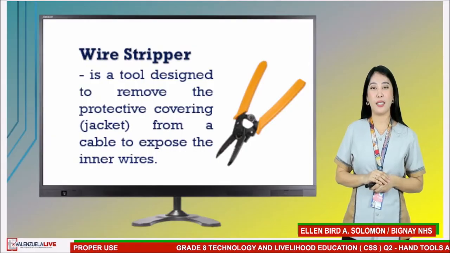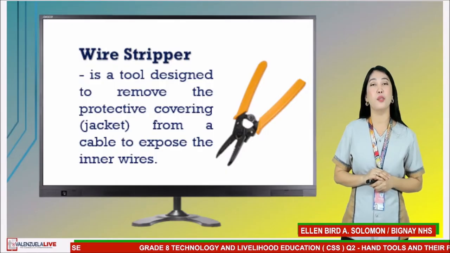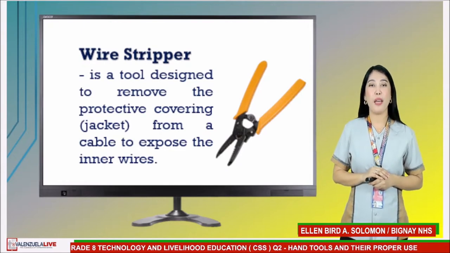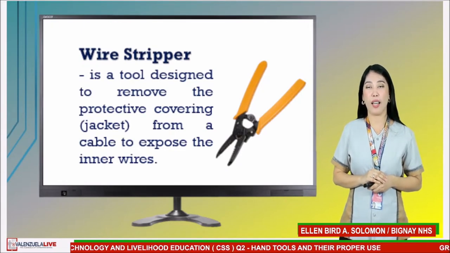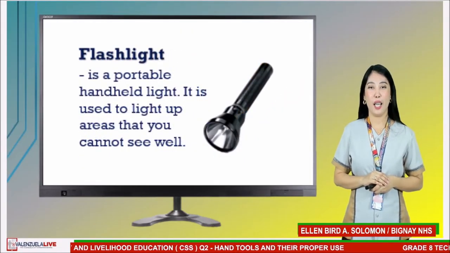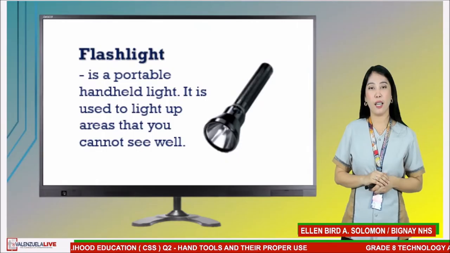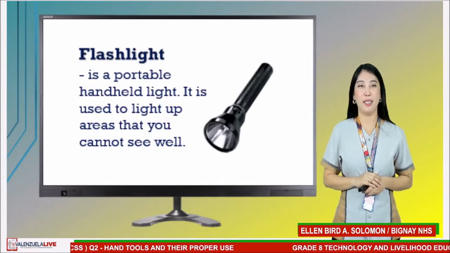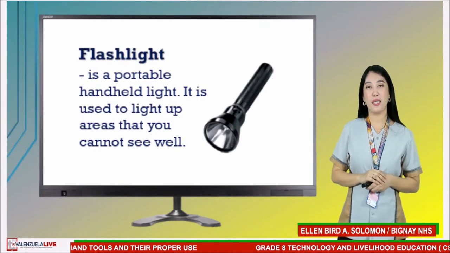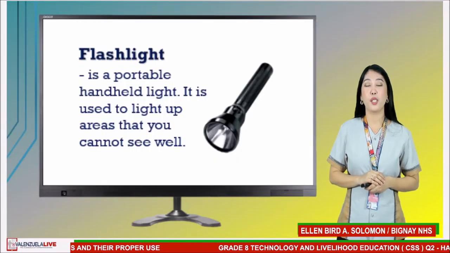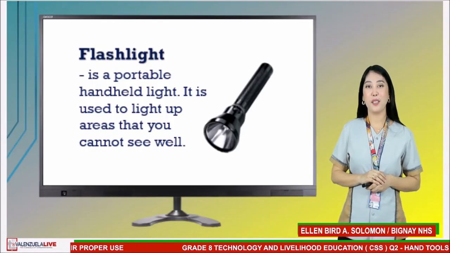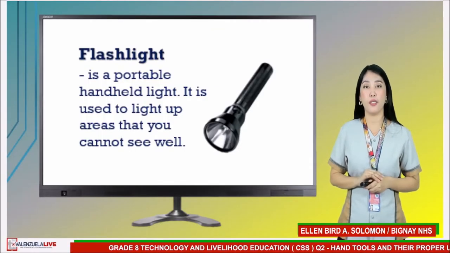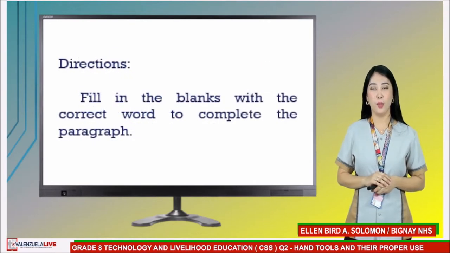We also have the wire stripper, a tool used to remove the protective covering or the jacket from a cable to expose the inner wires. And lastly, a flashlight is a portable handheld light. It is used to light up areas that you cannot see well. Hand tools are to be selected properly according to their use to make the job more accurate, to save time, effort, and money. And of course, to prolong the serviceability of each tool.